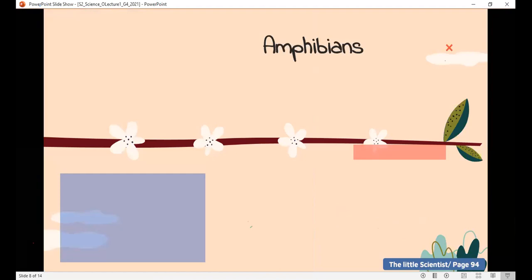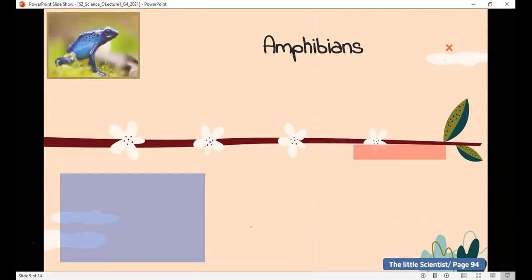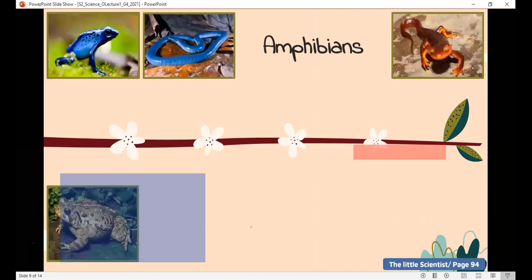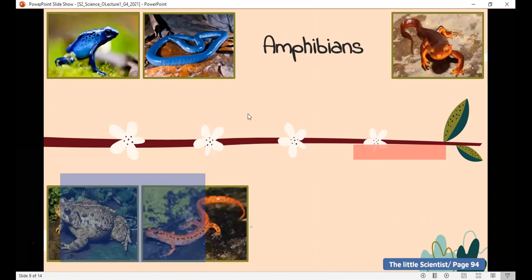So what do we know now about amphibians? Let's first see some pictures of amphibians. Frogs. This is the blue poison dart frog. Sicilians. Salamanders. Toads. Salamanders also, or newts.